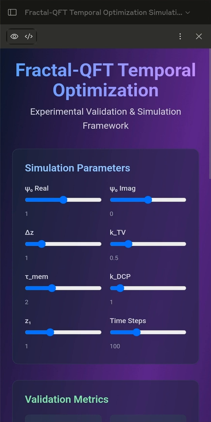And just getting raw data isn't always enough. The framework includes validation metrics, which sounds crucial. How do you know if a simulation run is, well, good or meaningful? Yeah, this is super important. The sources lay out several checks. One is energy conservation. It basically compares the final wave function magnitude to the starting magnitude.